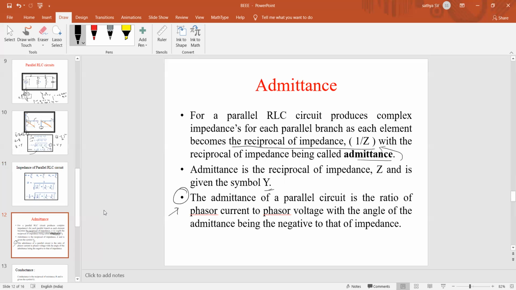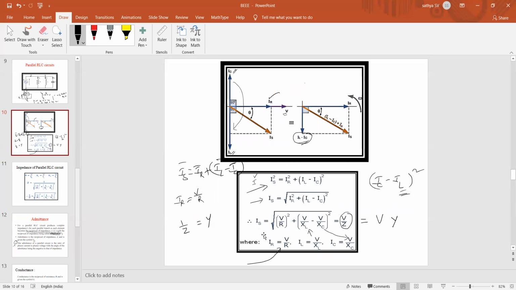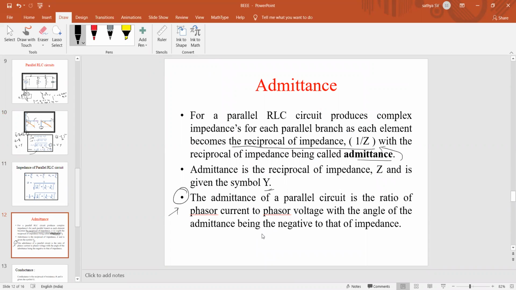See, at this point, the admittance of a parallel circuit is the ratio of phasor current to phasor voltage. What we obtained here is equal to V by Z, that is V into Y. Then Y is I by V. See this definition: the admittance of a parallel circuit is the ratio of phasor current to phasor voltage, with the angle of the admittance being the negative of that of the impedance. Understand?